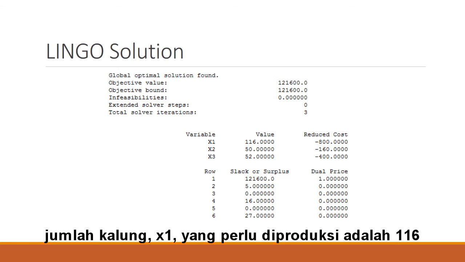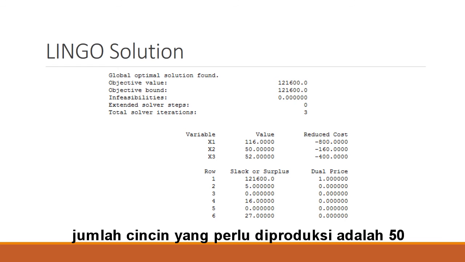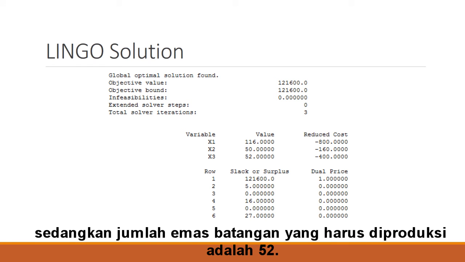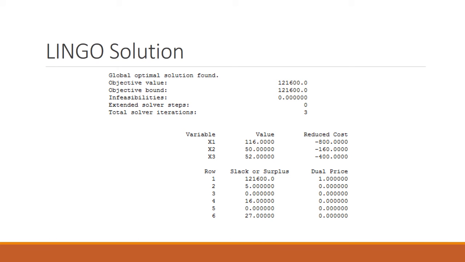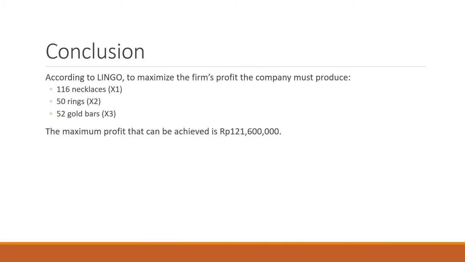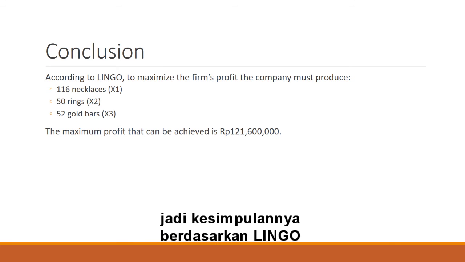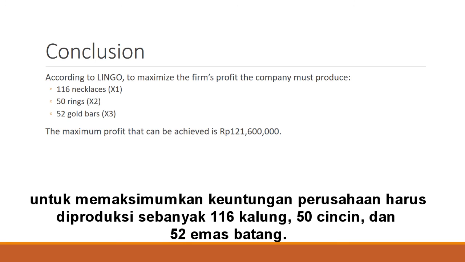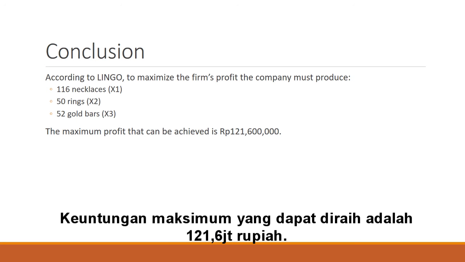The number of necklaces, which is x1, to be produced is 116. The number of rings produced is 50, while the number of gold bars to be produced is 52. So in conclusion, according to Lingo, to maximize the firm's profit, the company must produce 116 necklaces, 50 rings, and 52 gold bars. The maximum profit that can be achieved is 121,600,000 rupiah.